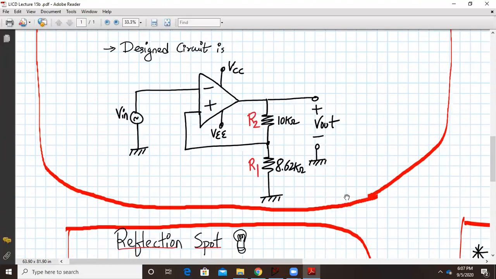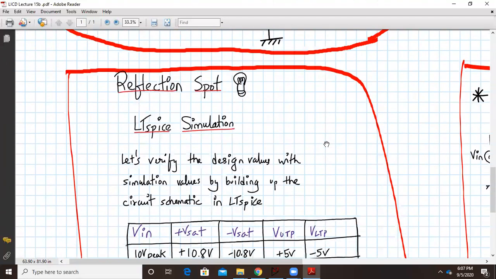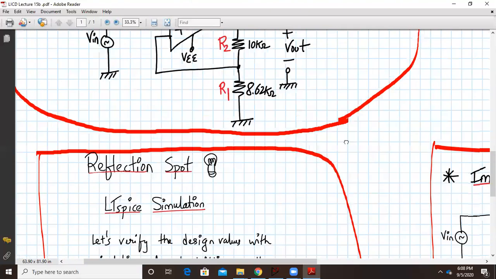So here is my design circuit, very simple. We have applied R1 and R2, the two resistors, and V. That's what it takes to make an inverting Schmitt trigger. So R2's value is around 10 kilo ohms, R1 value is around 8.62 kilo ohms. That completes a very simple design, but we are going to study a very important concept in reflection spot. So reflection spot will switch over from the handout to your LTspice simulation. So let us go to LTspice simulation and build the same circuit.